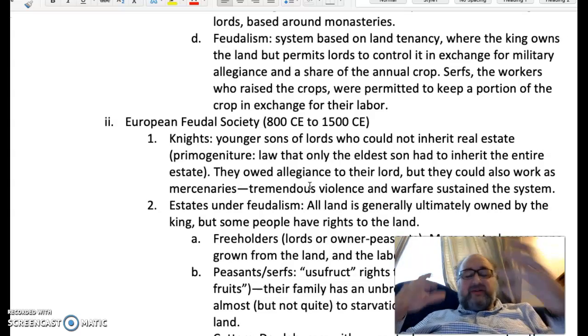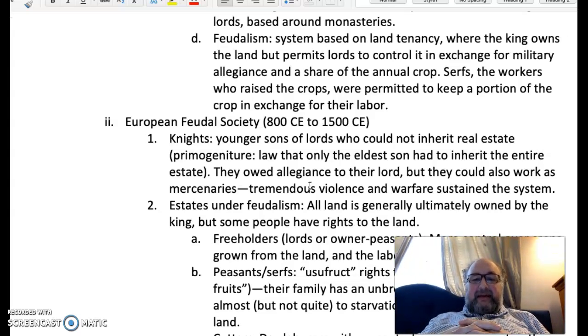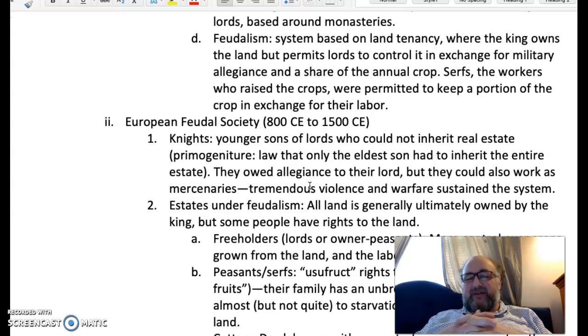And then, of course, the duke is on his mountain, and the king, 100 miles away, says, hey, I'm going to come and destroy you unless you recognize that all of the land that you own is actually my land, and you, Duke so-and-so, your army of 10,000, I have an army of 100,000, and I will destroy you unless you say this. So the Duke says, okay, it's all your land. So eventually the land comes to belong to the king, but he permits these lords to control it in exchange for military allegiance and a share of the annual crop. Serfs, the workers who raised the crops, were permitted to keep a portion of the crop in exchange for their labor.